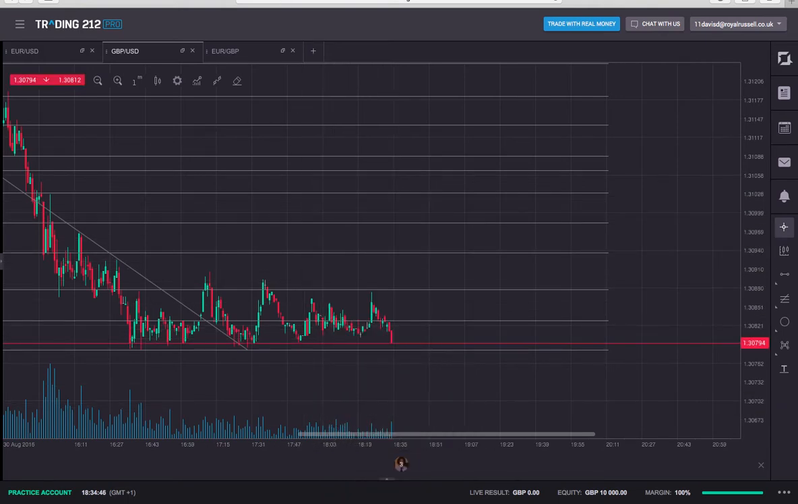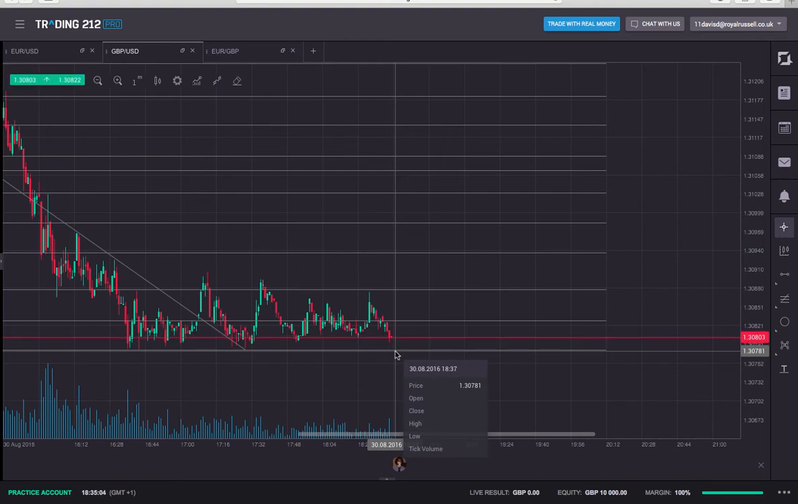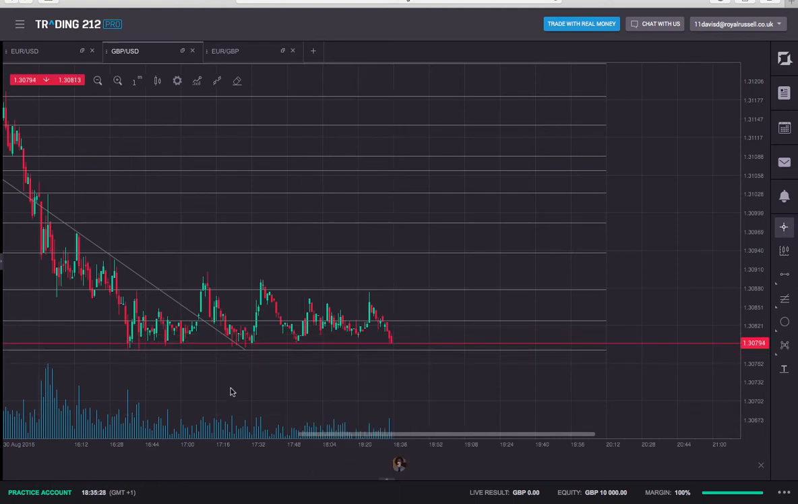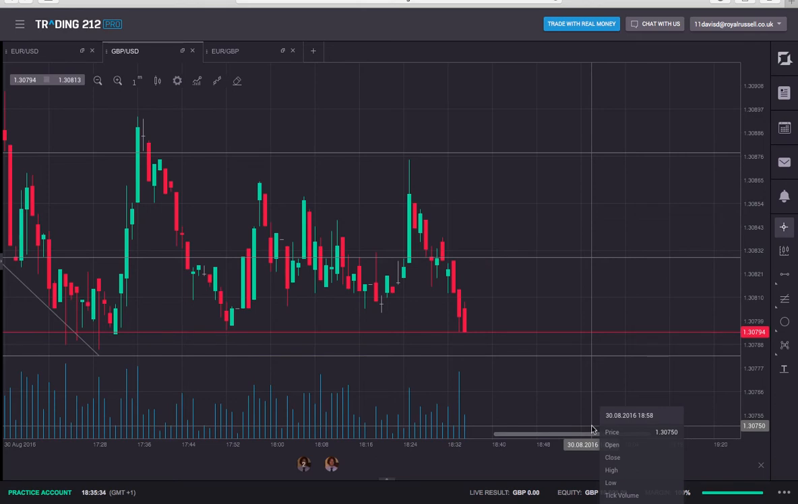What I'm hoping is this breaks through, so the GBP to USD. If this touches this bottom line here, which I call the line of support, then we could be looking at a trend reversal. I'm looking to see if this is going to touch the support line. If it does, then we're going to place a call. Trend reversal.